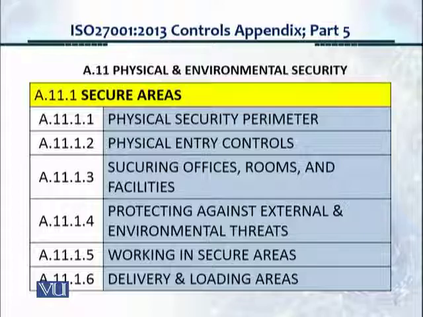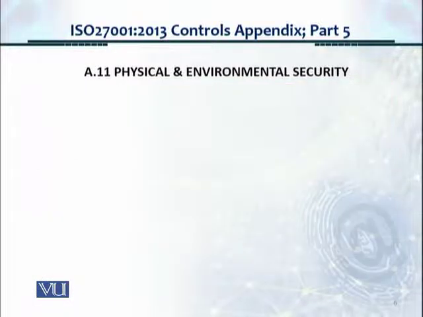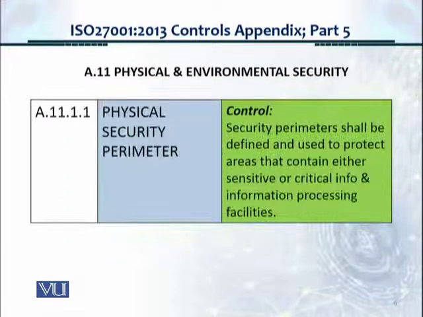For physical and environmental security, the next group level control, we have the first control objective, secure areas. There need to be secure areas designated in the organization, and we have 6 controls: physical security perimeter, physical entry controls, securing offices, rooms, and facilities, protecting against external and environmental threats, working in secure areas, and delivery and loading areas. Now, let's take a look in some detail.